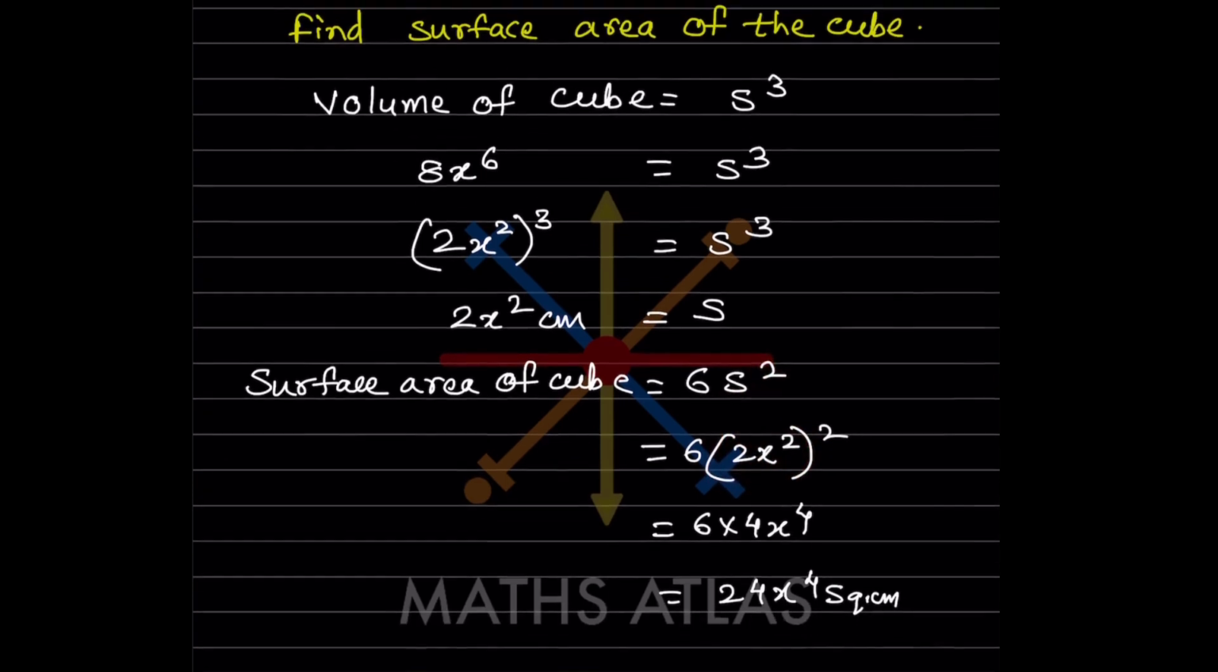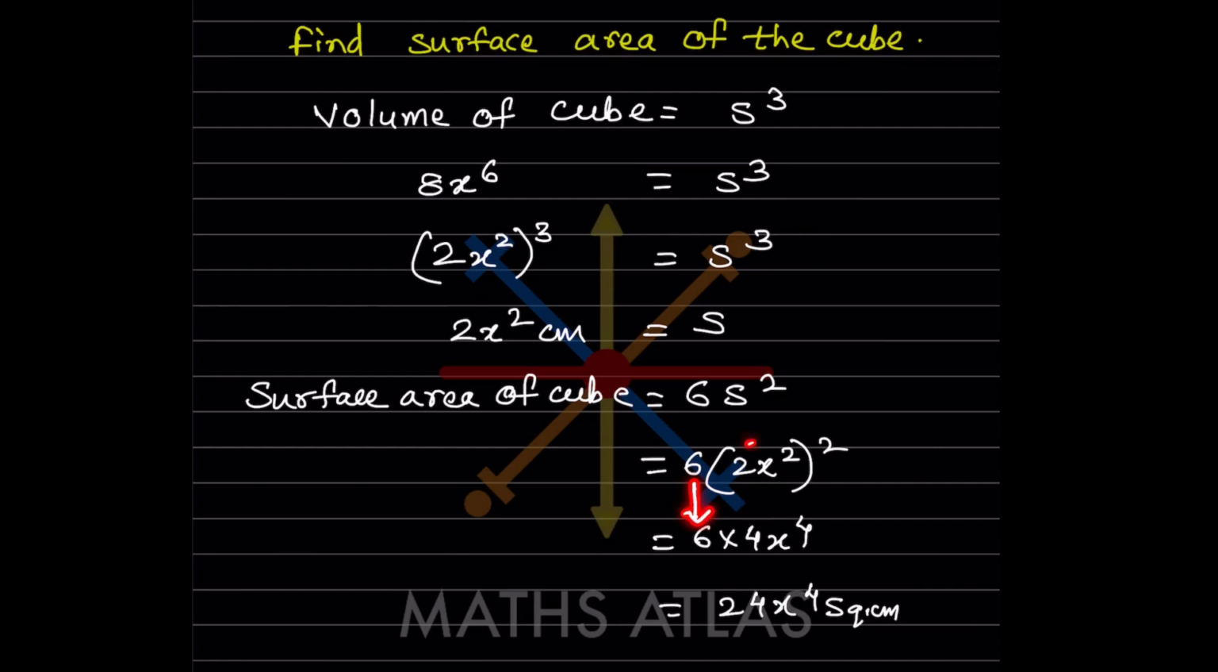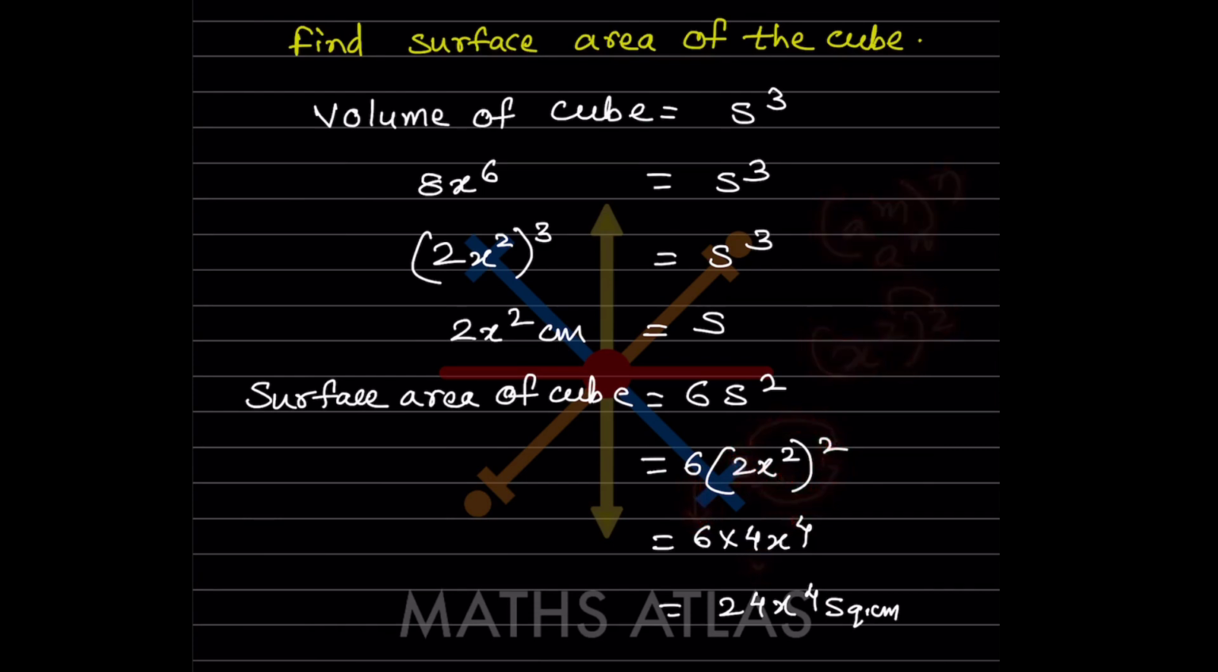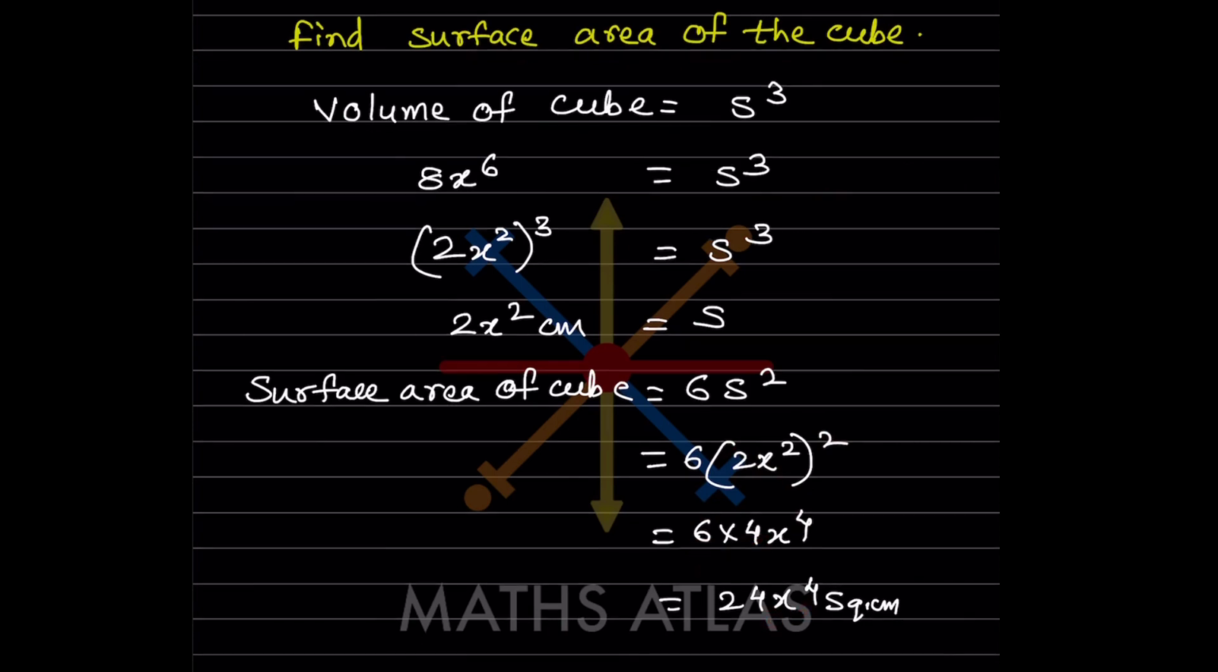Now when you square it, this 6 is going to be as it is. This is very important: you have to square 2 as well, the coefficient of the x square. So 2 square is going to be 4, and x square raised to 2, we multiply the exponents, that is a raised to m, raised to n, will be a raised to mn. So this will be x raised to 4. So this is going to be 24 x raised to 4 square centimeter.